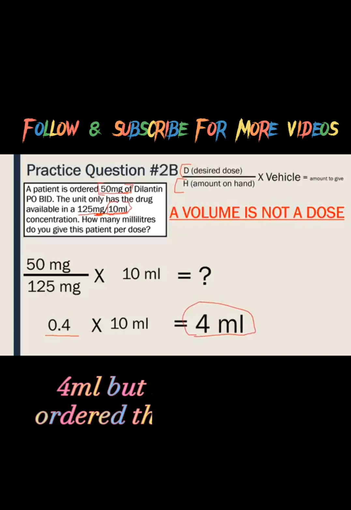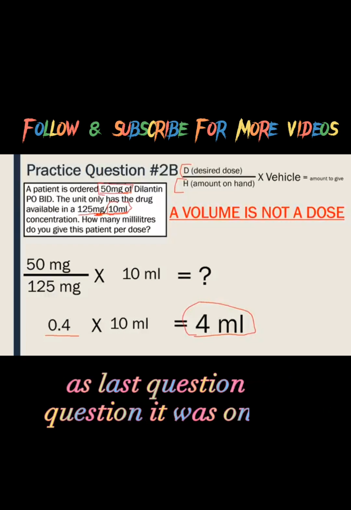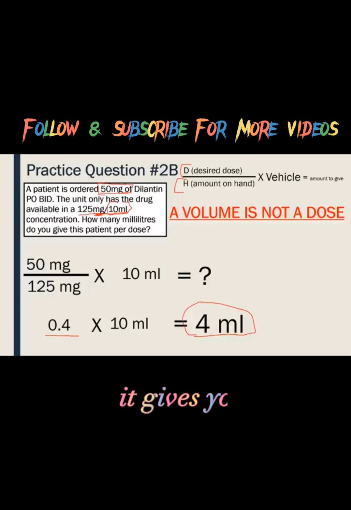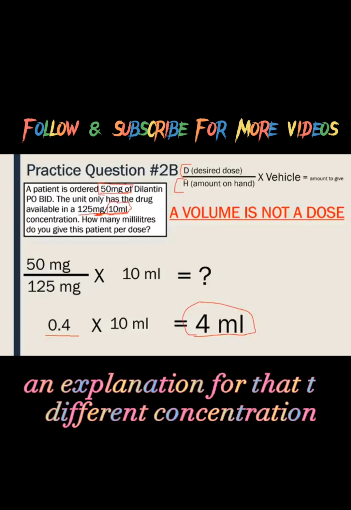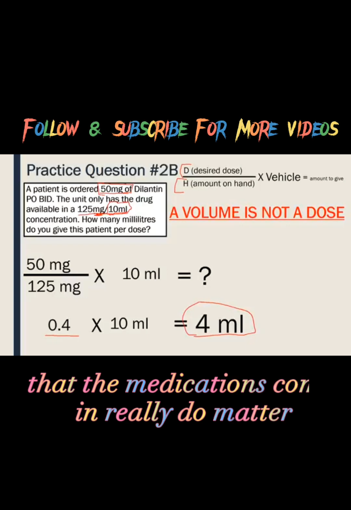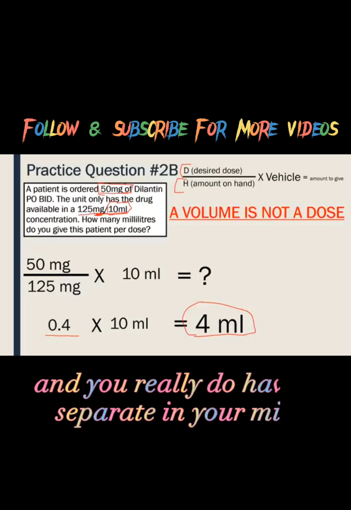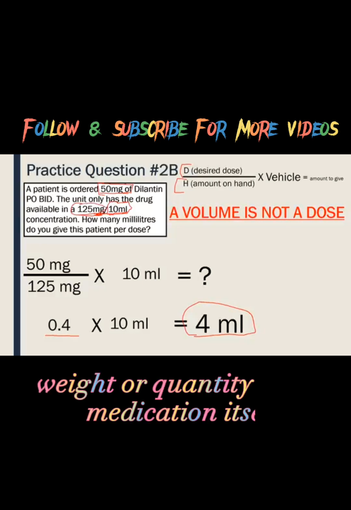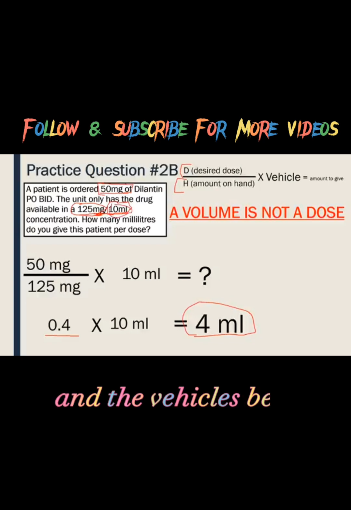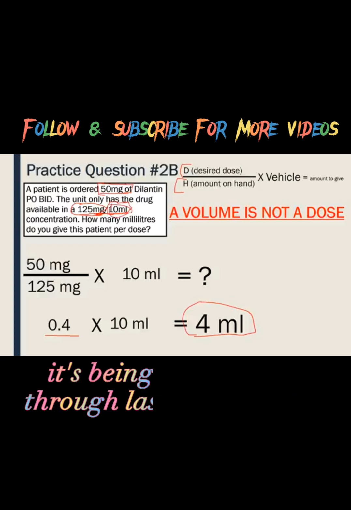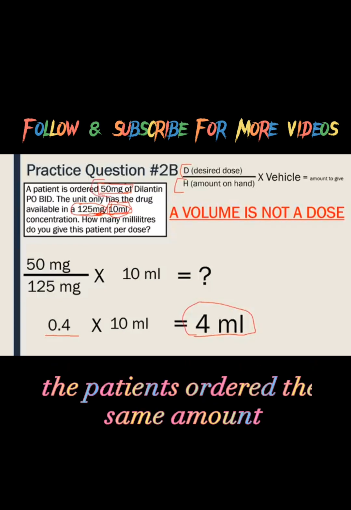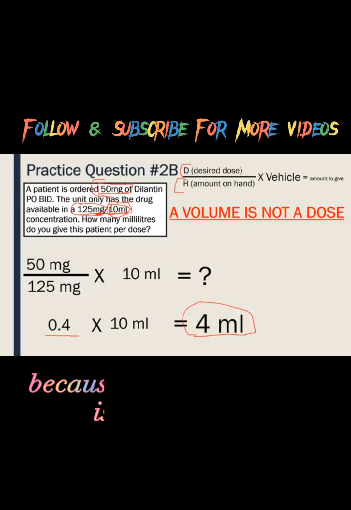4 milliliters, but the patient has ordered the same amount as last question. In the last question, it was only 2 milliliters. So this question gives you an explanation that the different concentrations that the medications come in really do matter, and you really do have to separate in your mind the actual weight or quantity of the medication itself and the vehicle it's being administered through. Last question was 5 milliliters. This question is 10 milliliters. The patient's ordered the same amount, but you have to administer a different amount because the concentration is very different.